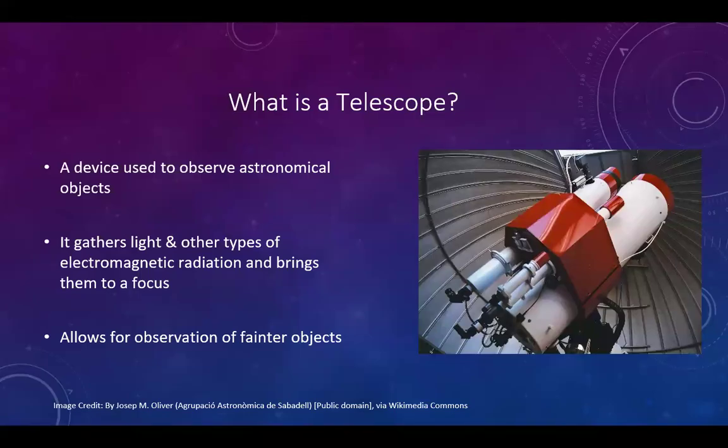But, and when we start to spread beyond optical telescopes, they don't always use mirrors. You might use slightly different methods. But the general idea is it's a tool that gathers light or other types of electromagnetic radiation and brings them to a focus, allowing you to observe fainter objects. Because many of the things we want to see are very faint. So the main goal with the telescope is to see something faint or small.